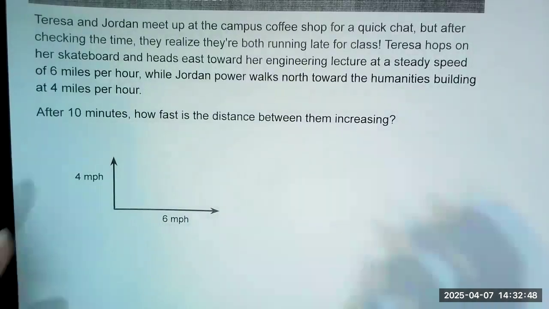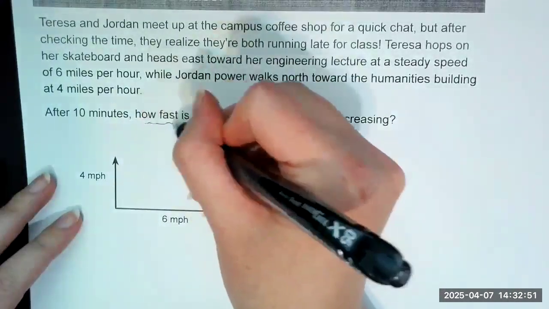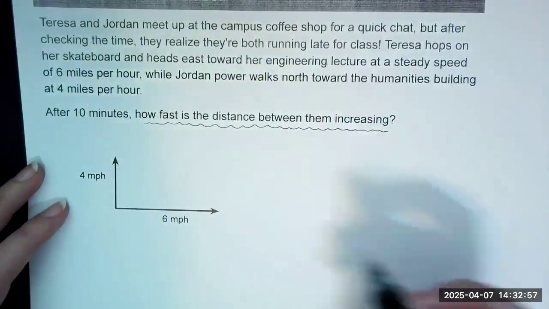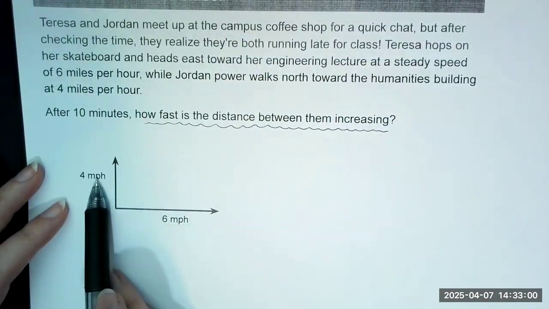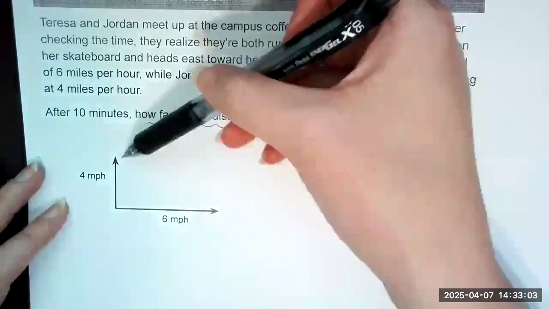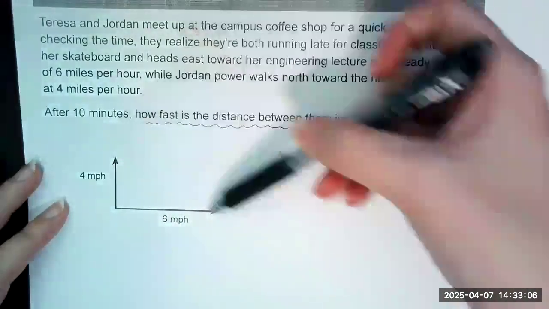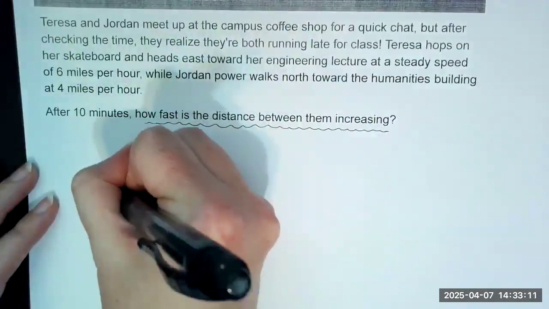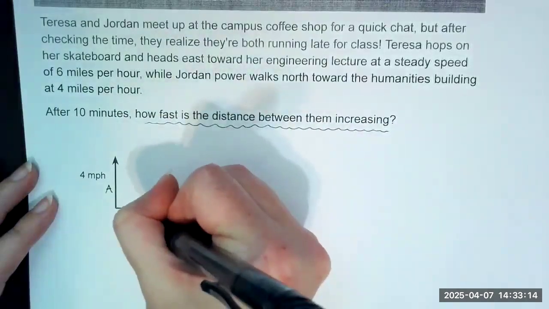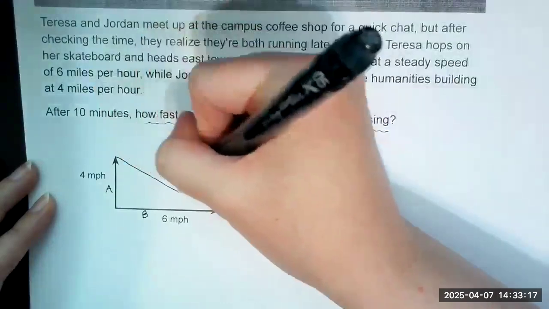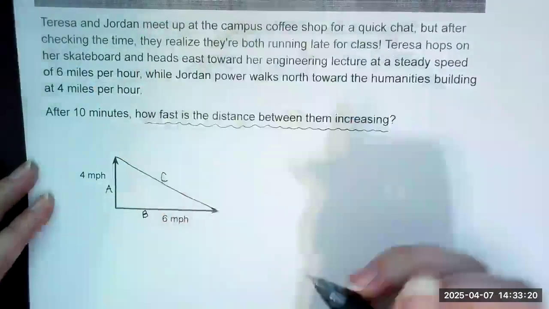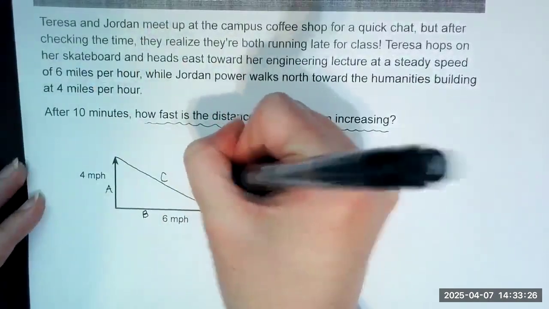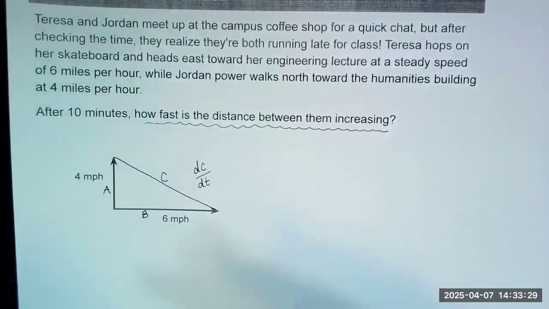What do we actually want in this problem where it says how fast is the distance between them increasing? We're going to have a rate as our answer. And so 4 miles per hour, that's a rate. 6 miles per hour is a rate. And so our distance that they're increasing, that's going to be in terms of that hypotenuse on here. If I decided to call this side A and this side B, then the hypotenuse between them would be our C value. And the rate we would be looking for then is dc/dt. Okay. So that's kind of our setup to the problem.